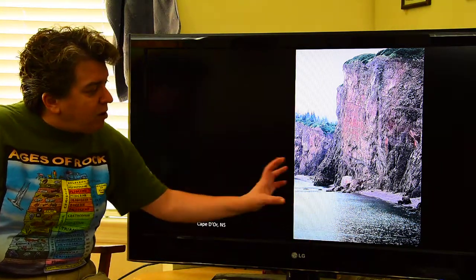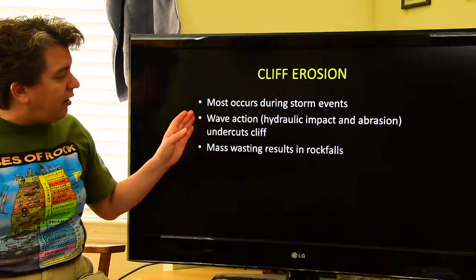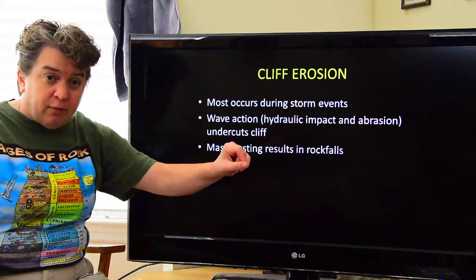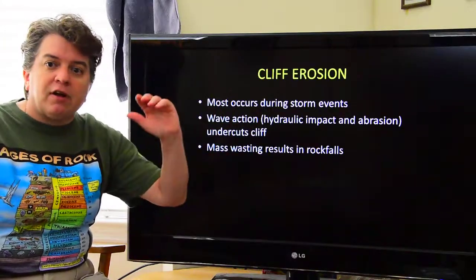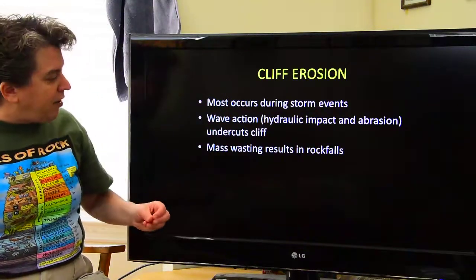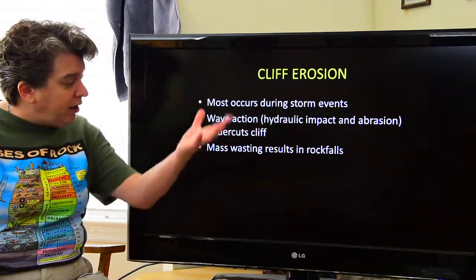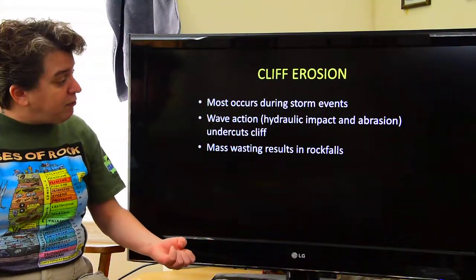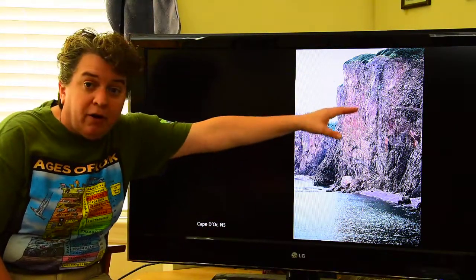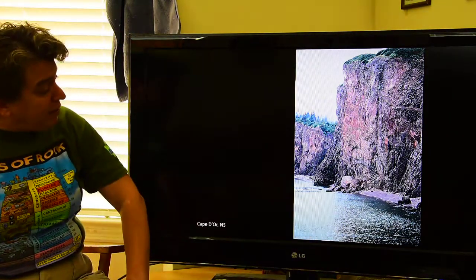But when we have a storm event, we're going to have big waves crashing against the base of that cliff. And so that wave action, remember the hydraulic impact and abrasion, is going to hit the base of the cliff and undercut it. It's going to erode away a notch there, and then there's no support, right? Remember from mass wasting, with undercutting, gravity can take over and make these rocks fall. And in fact, that's exactly what happened to these rocks here. They were somewhere up here on the cliff. There is nothing supporting them, so gravity could take over and make those fall.